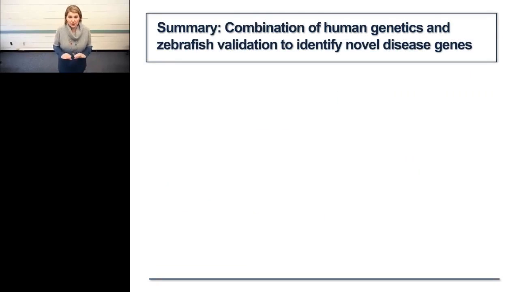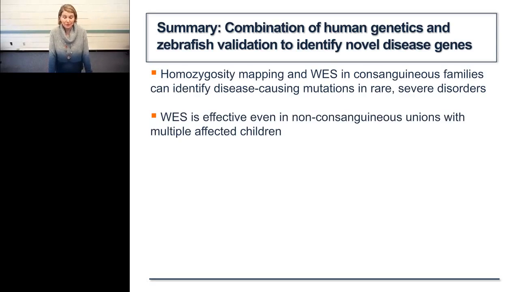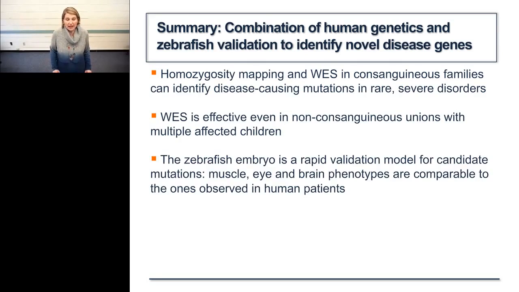So this is an intermediate summary, and then I'll spend the last 10 minutes telling you a news story. Basically, what I told you so far is that we can use homozygosity mapping and whole exome sequencing in consanguineous families very easily to identify disease-causing mutations in these very rare and severe disorders where you may need to focus on only one family at a time. Whole exome sequencing is also very efficient even in non-consanguineous unions, as long as you have multiple affected children. And then you can use the zebrafish as a method of rapid validation for candidate mutations, and you can look at the different phenotypes that are comparable to the ones that you see in the humans.